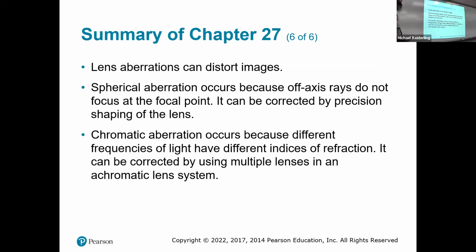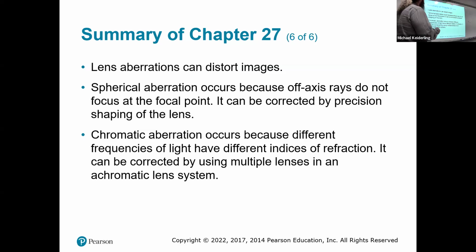And lens aberrations can distort images. You can also have aberrations with a mirror in a telescope. That was actually a problem with the Hubble Space Telescope. The mirror was ground slightly off, and there were issues with the focus of images because of it. And they had to send a mission up there to install corrective optics.